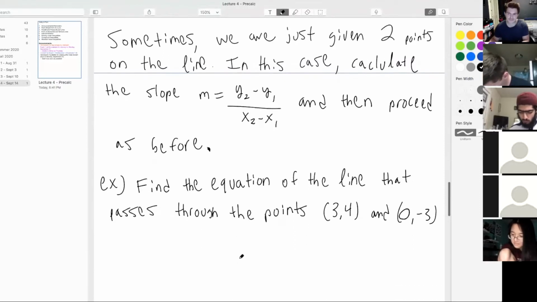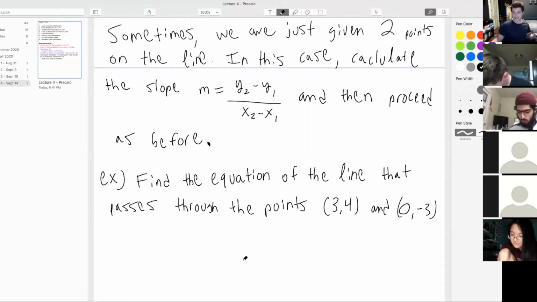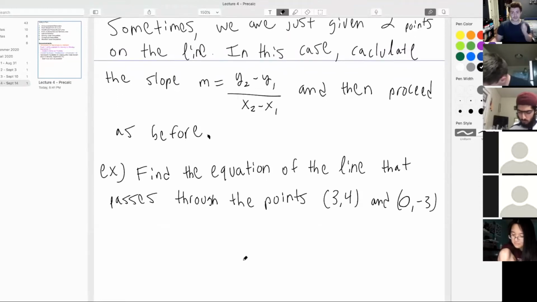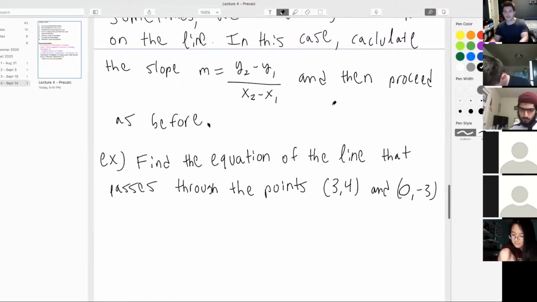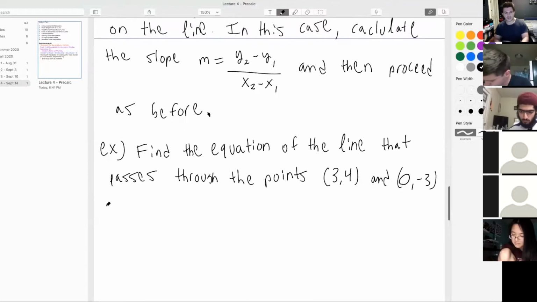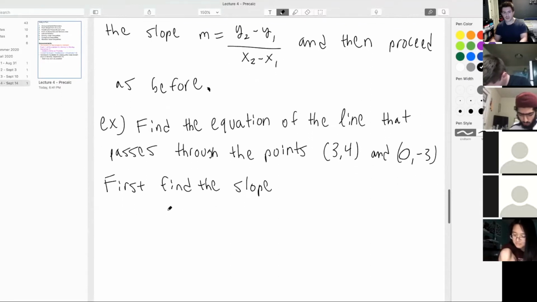Okay, so you can see that this is slightly different than the last example. We're not given a slope here. So we need to first find the slope, and then we proceed just like before. All right, so that's not too bad. So first, find the slope. Okay, so the slope, remember, is y2 minus y1 divided by x2 minus x1.